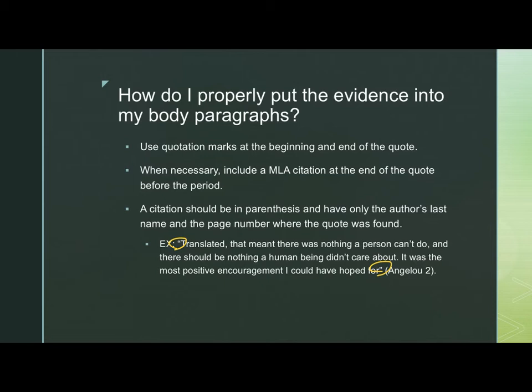So then after the quotation marks, always after the quotation marks, you start your parentheses, and inside of it, you have the author's last name, not the first, not the middle, just the last name. And then notice, there's a space between the last name and the page number. Don't use a comma, no commas. And finally, with that citation piece, notice that the period goes after the parentheses is closed.